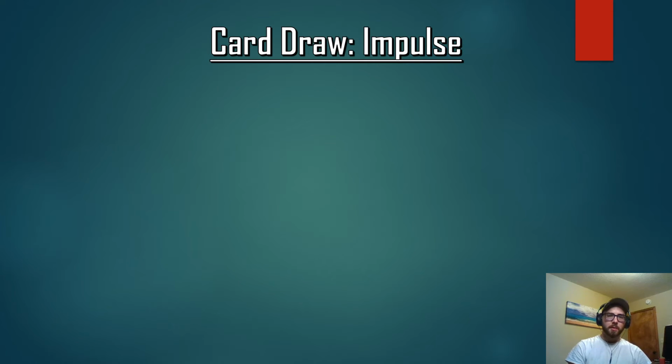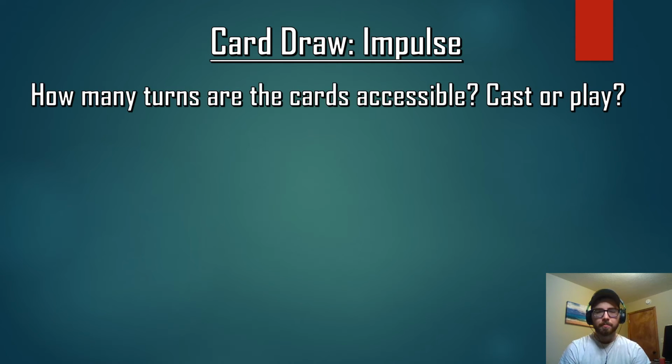So impulse draw, we talked about being primarily a red thing. Still is, not going to go back on that. But the questions you have to ask are how many turns are the cards accessible for, and are they cast or play? So as far as how many turns are the cards accessible, there are two different wordings that really come in on impulse draw, and it's the end of your turn, or the end of your next turn, or this turn. And then can you cast something or play it? Again, we were talking about play being able to hit lands, cast only being able to hit spells. So that's going to be a pretty significant difference there.